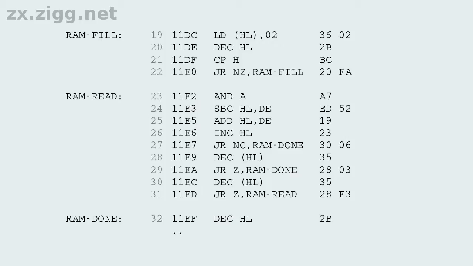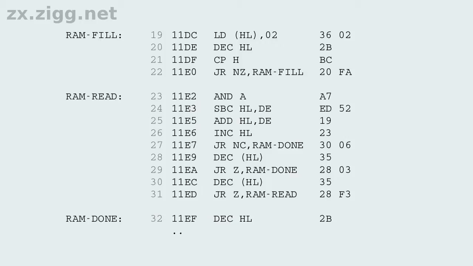The conditional jump relative instruction at line 27 is one way the loop can be terminated, which happens when HL contains FFFF when the instruction at line 24 is executed. Note that in this case, the increment instruction at line 26 causes the value in HL to wrap around and become zero, but the carry flag isn't affected, and so the loop is still terminated by a jump to the instruction at line 32.